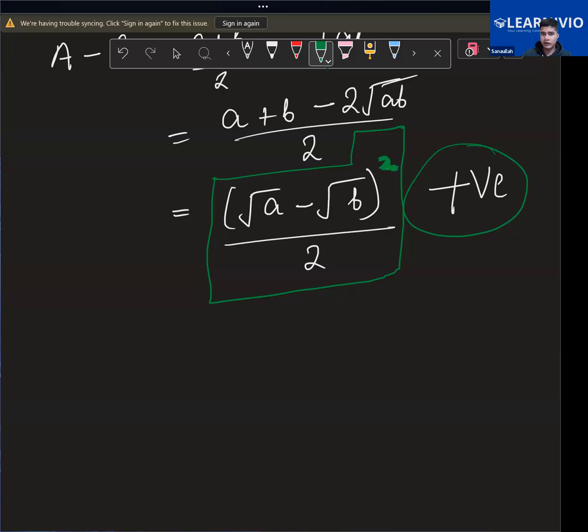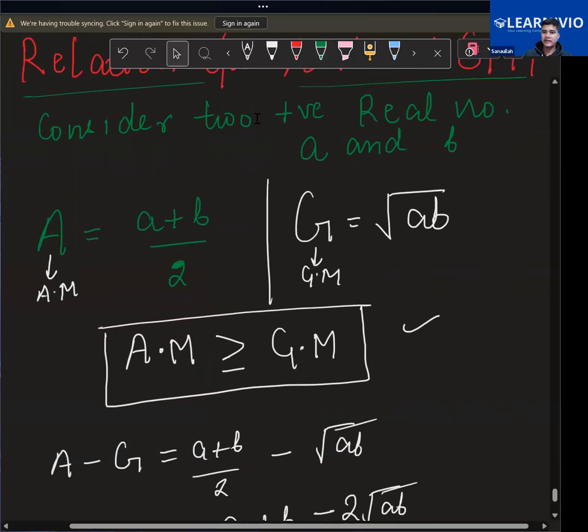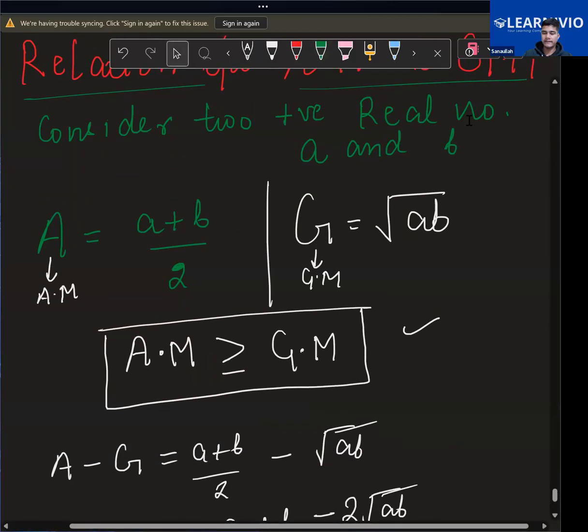And what is iota square? Iota square is minus 1. So is it possible that the square of anything is positive? No, sir. Except when the thing inside the square is a real number. That's why in the starting I told you that a and b are positive real numbers.